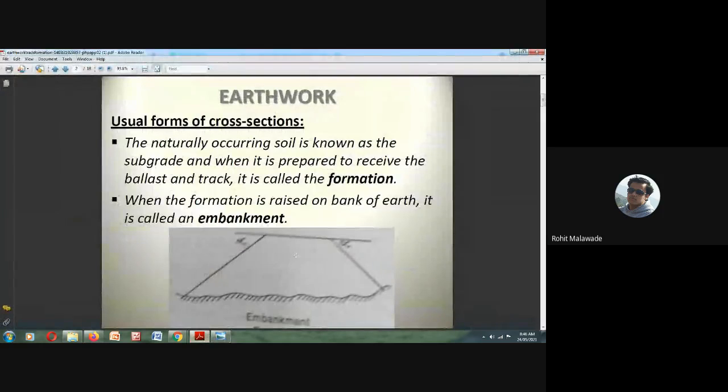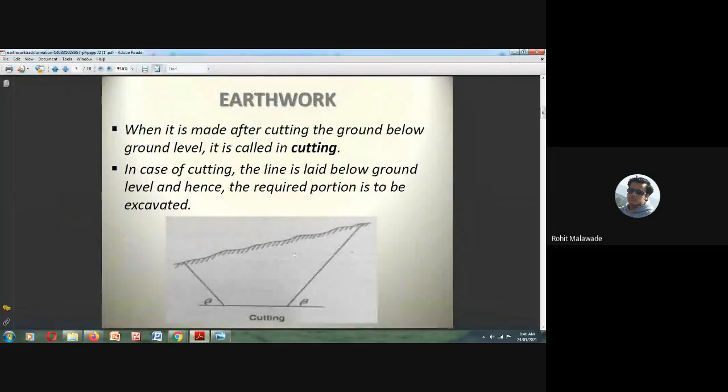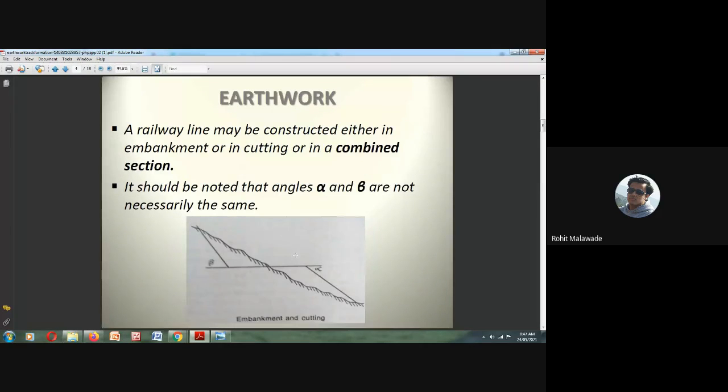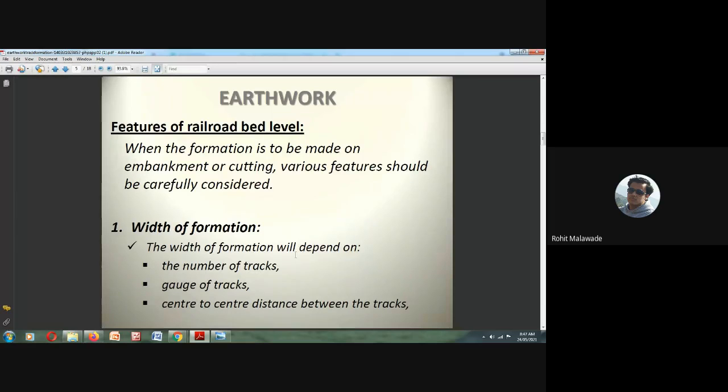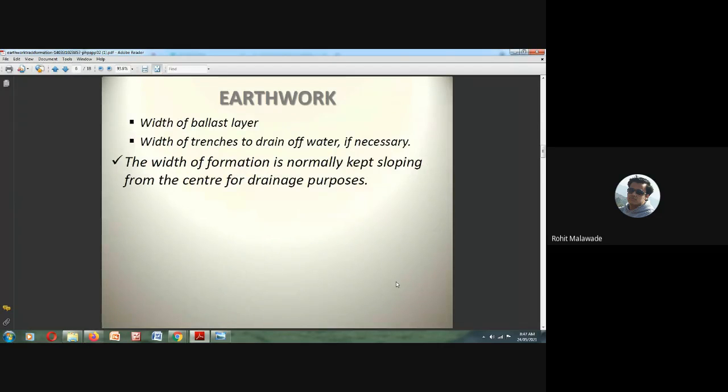Now we will see. So this is your earthwork, and this is what I have told regarding cutting. All these things we have completed. Now we have come to the width of the formation. The width of the formation depends upon the number of tracks, the gauge of the tracks, and the center to center distance between the tracks.